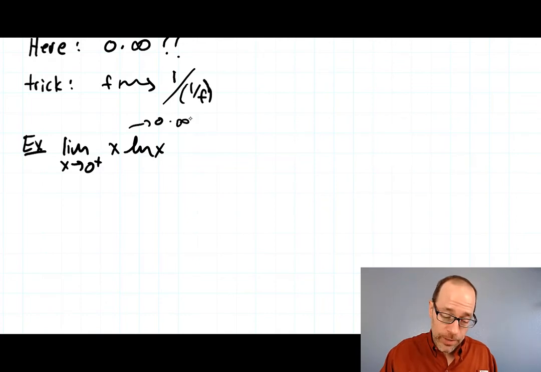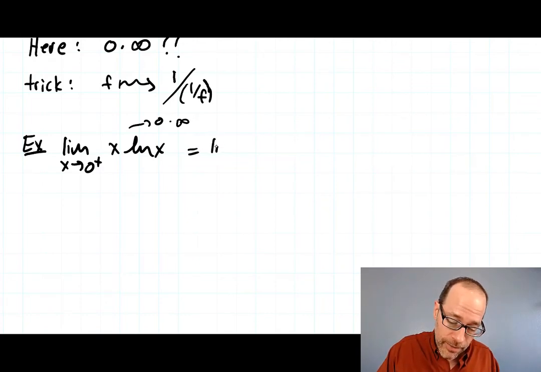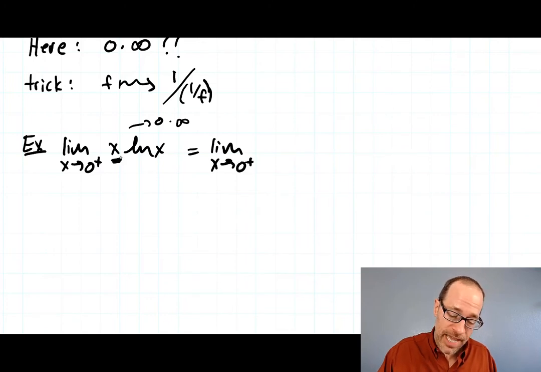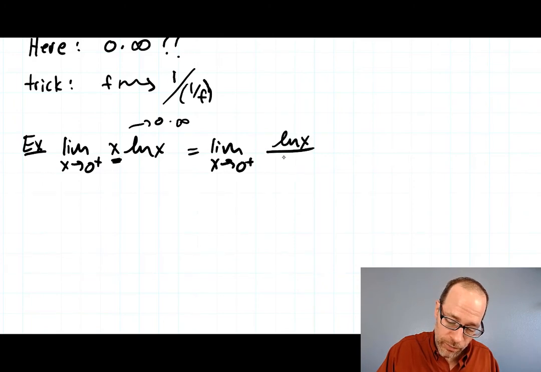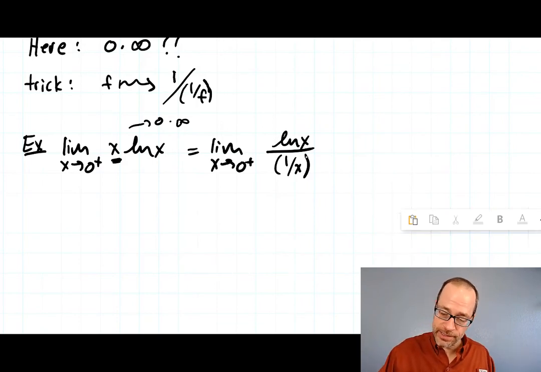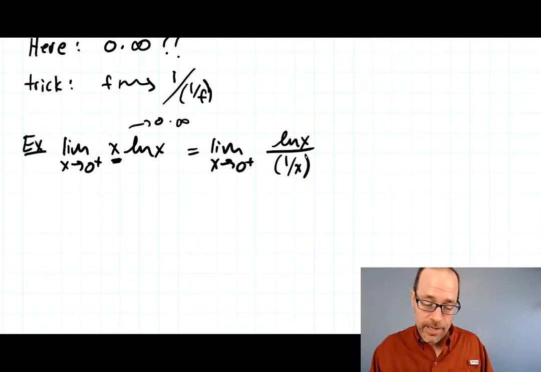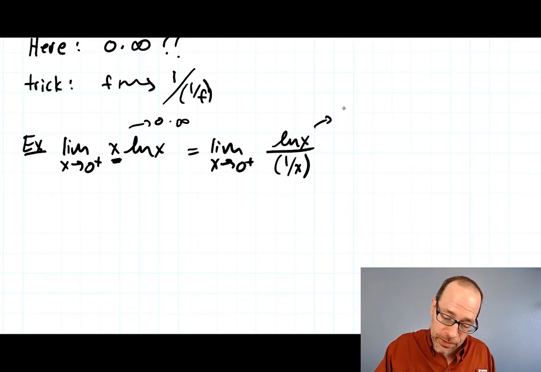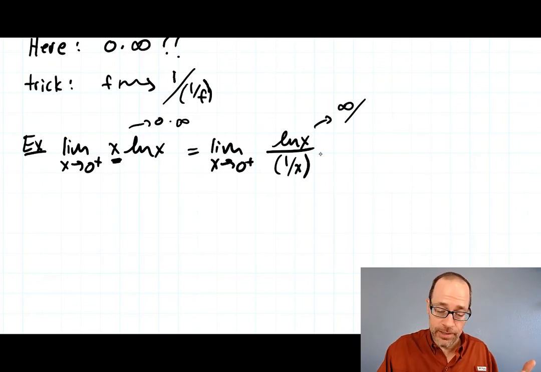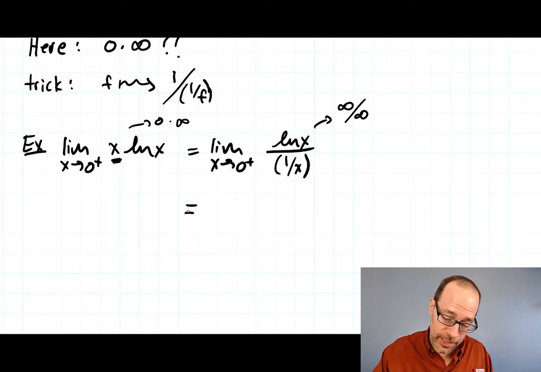Okay, but we can rewrite this in a way that makes L'Hopital's rule applicable. And the trick is to rewrite this x using the trick that I just mentioned. To write this as the log of x all over 1 over x. Okay? Because 1 over x is back to x. Now, the numerator is still converging to negative infinity, and the denominator, 1 over x, well, as x goes to 0, that's blowing up to infinity as well. So it's infinity over infinity. And this form is legal for L'Hopital's rule.